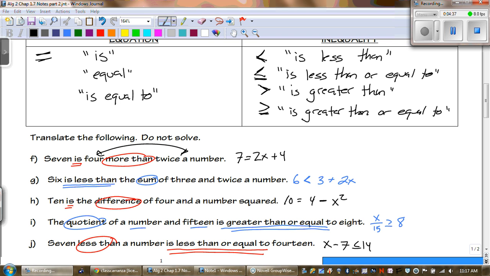Okay, and there you go. You get x minus 7 is less than or equal to 14 because it's less than. We had to switch the order of those two. Okay?